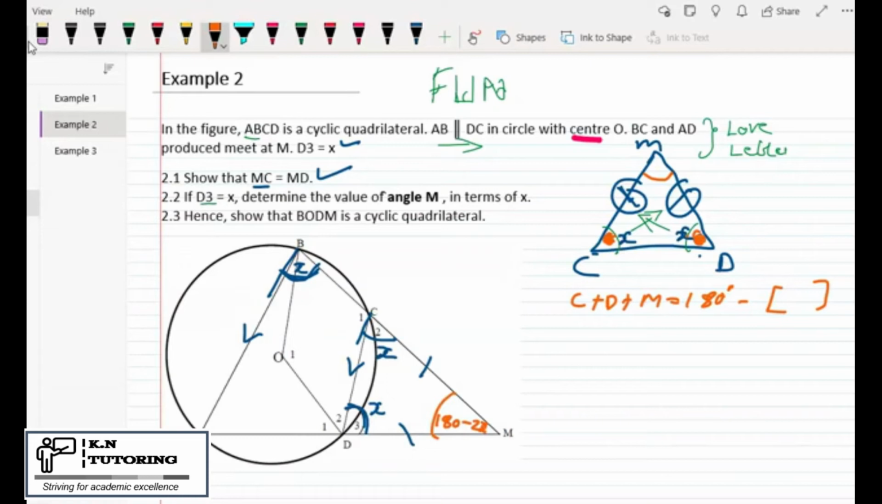Time wasted, never again. 2.3. Hence, what is the meaning of hence in mathematics? Hence means whatever you got previously from the questions above, use it to prove or to solve a problem now. Hence, show that BODM is a cyclic quadrilateral. So let's go to our diagram and show BODM.